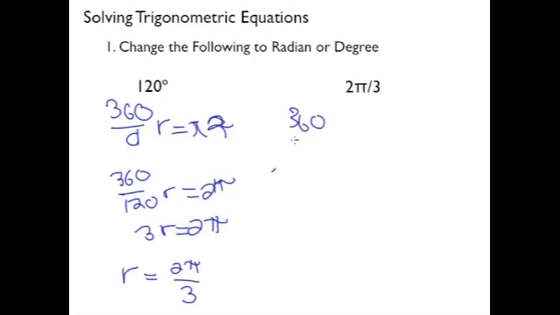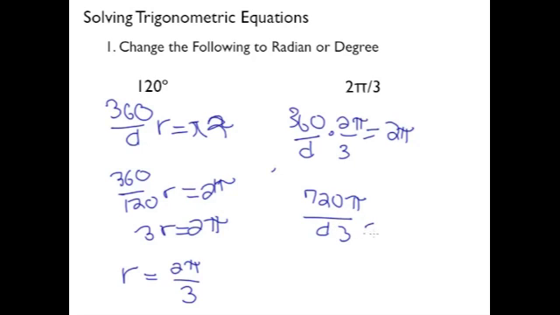360 over d, because we don't have the degrees this time, we have the radian, so 360 over d times 2 pi over 3 equals 2 pi. So 360 times 2 pi is 720. So 720 pi over d3 equals 2 pi.